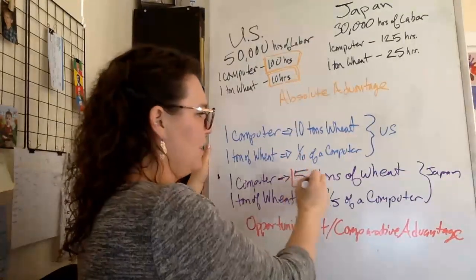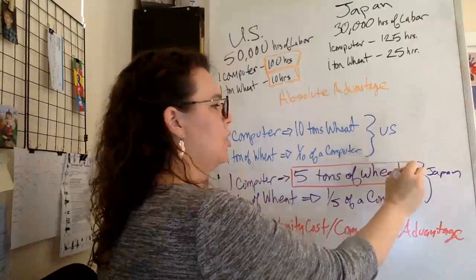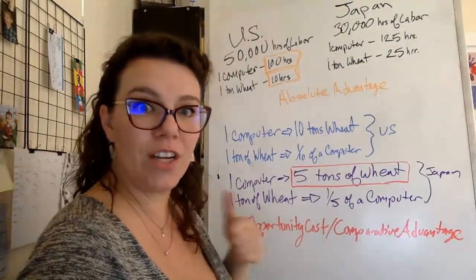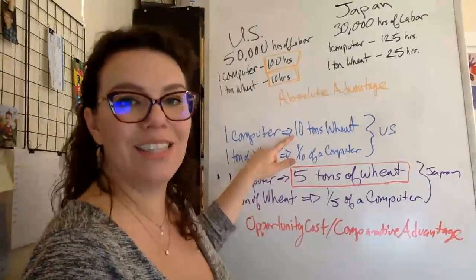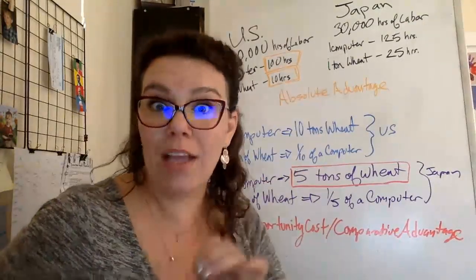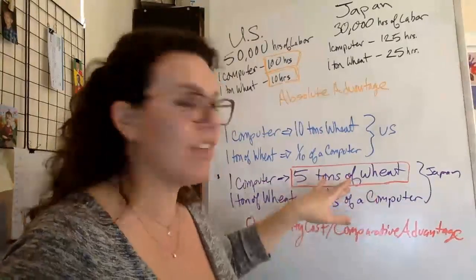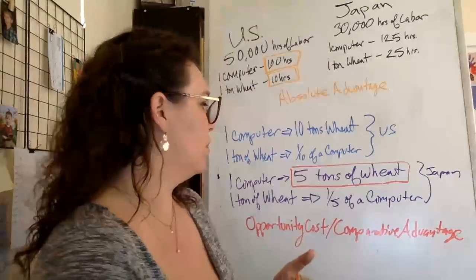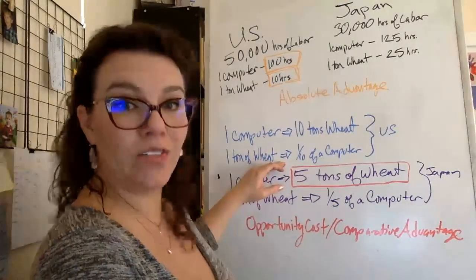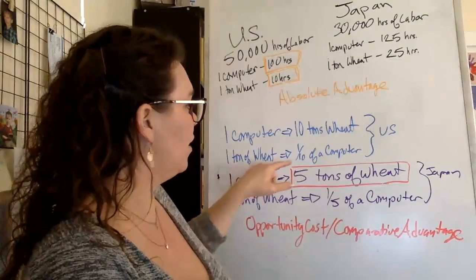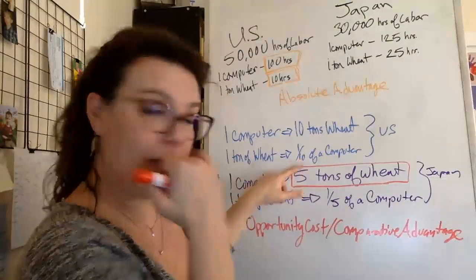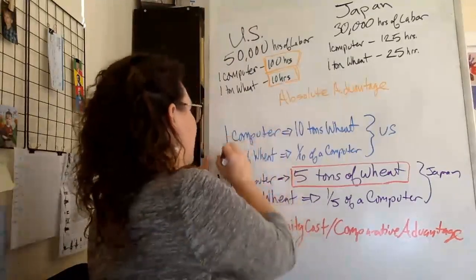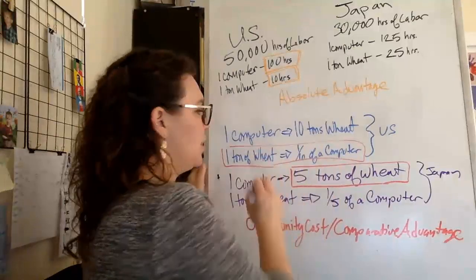It's not the US. It's Japan. Japan has the lower opportunity cost. A computer costs Japan 5 tons of wheat. It costs the US 10 tons of wheat. That's why we had Japan specialize in computers. They have the comparative advantage. They can do it giving up the least amount of wheat. The US has the comparative advantage in wheat because 1 ton of wheat costs them 1/10 of a computer. It costs Japan 1/5 of a computer.